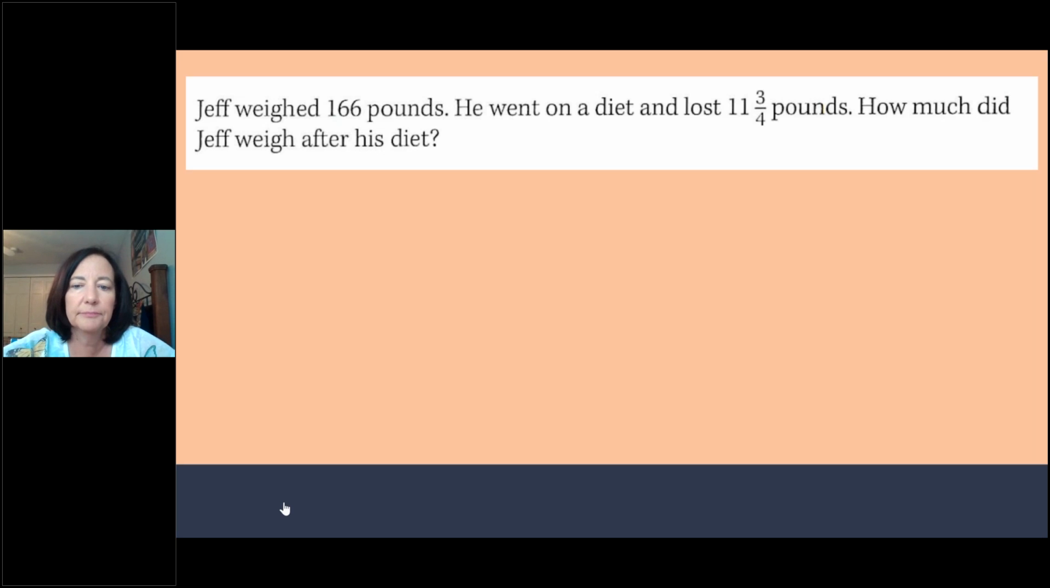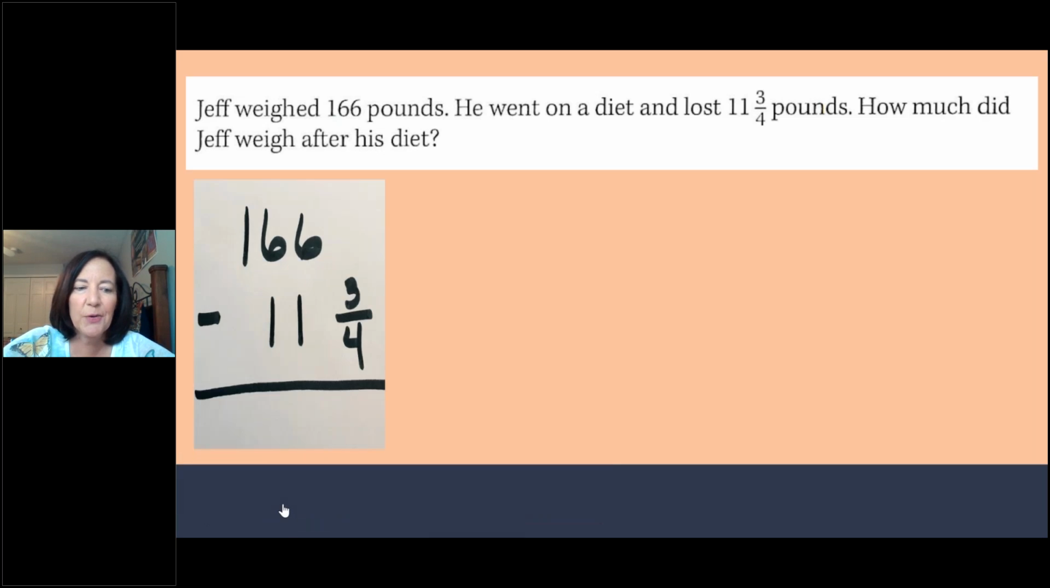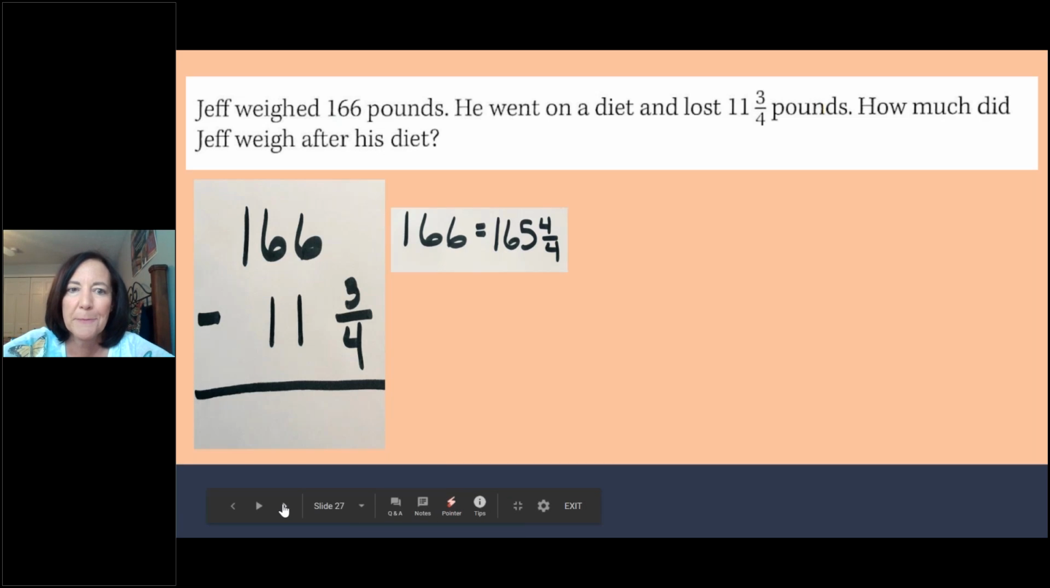We would have to make a fraction out of the 166. Good. Yes, we would. That's exactly what we would have to do. And it would be 165 and 4/4. Yes. Oh, okay, so that was the original problem. Nice. Okay, keep going.